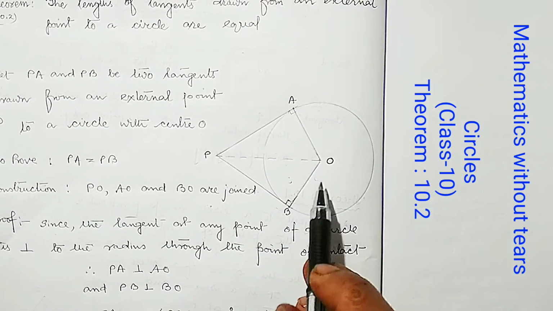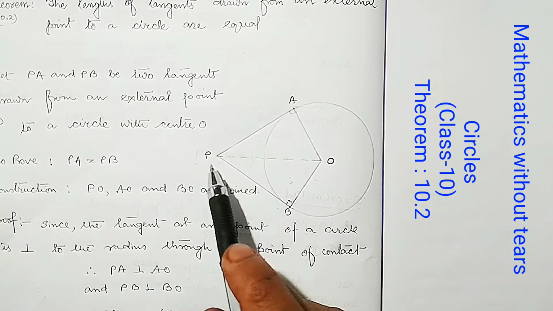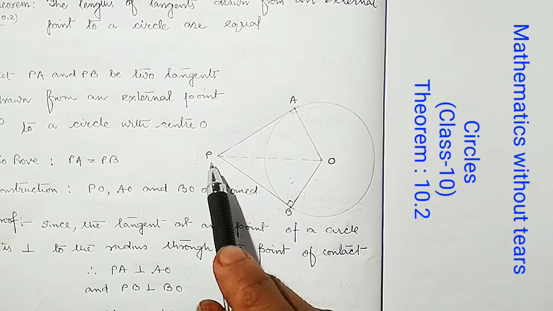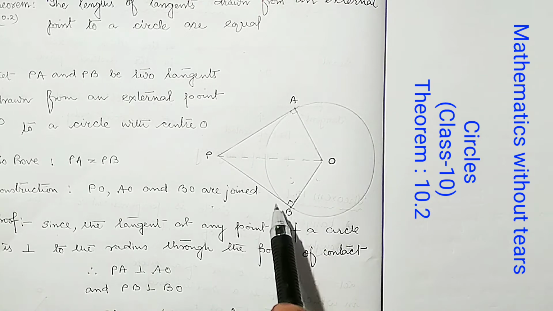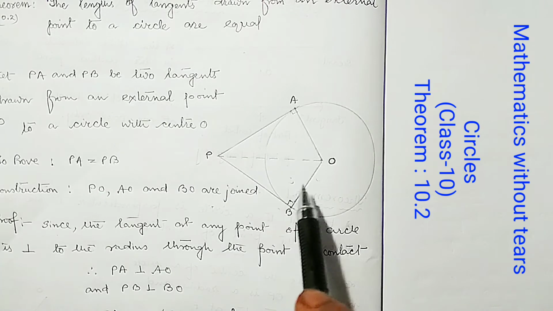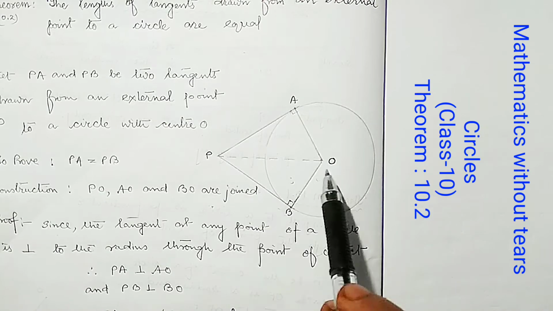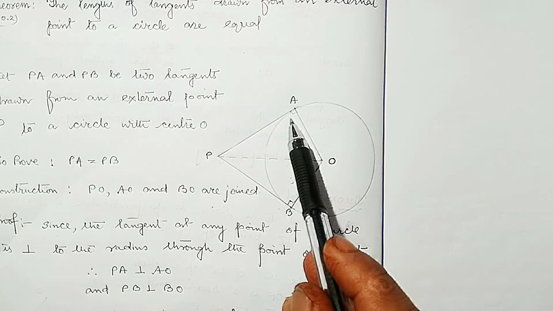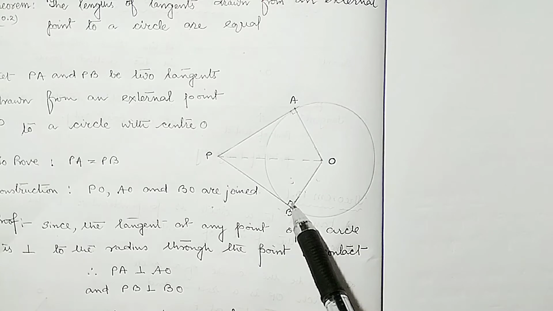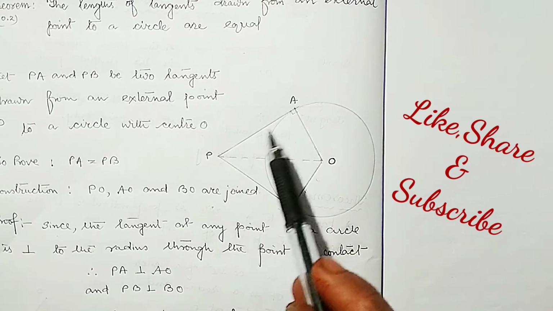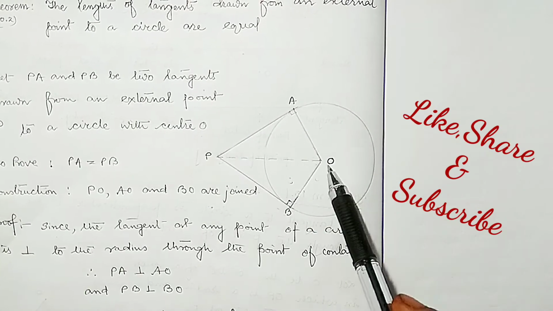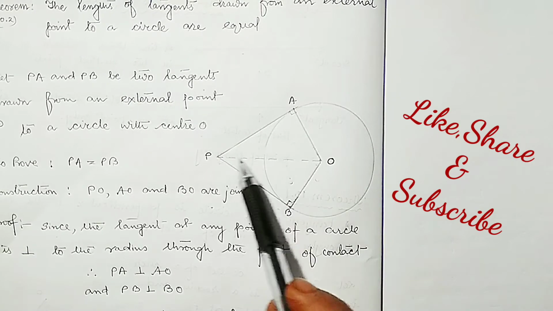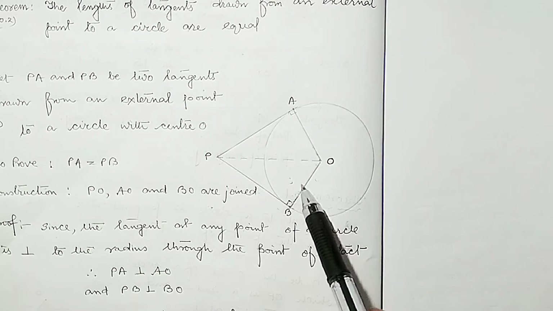Let me just revise here. Here O is the center of a circle and PA and PB are two tangents drawn from an external point P. We are to show PA equals PB. For this, we have done some construction. We have joined OA, OP and OB. As PA is a tangent and AO is a radius, this angle will be 90. Similarly, this angle also will be 90. Now, in these two triangles, PAO and PBO, this one is 90, this one is also 90. PO is common and AO equals BO.